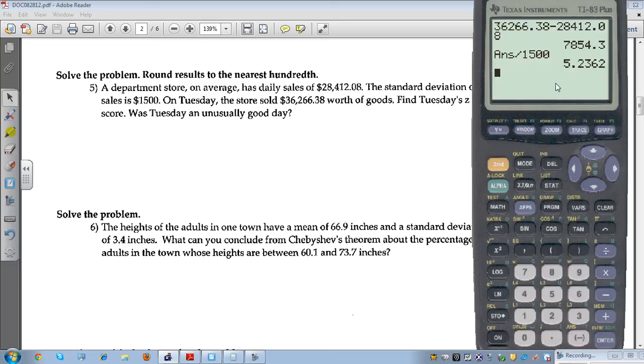And it was a very good day, very much so. 5.23, or 5.24, is my z-score, and it was a very good day because this is more than 2 standard deviations away from the mean.